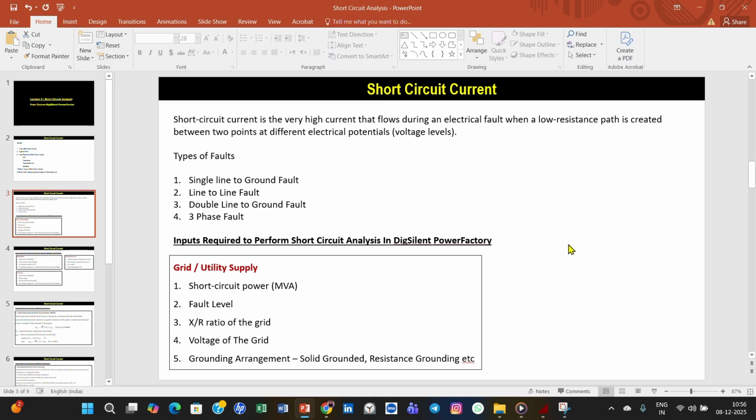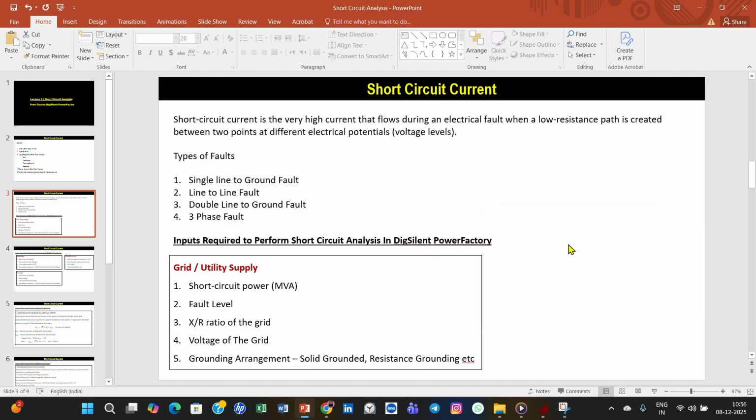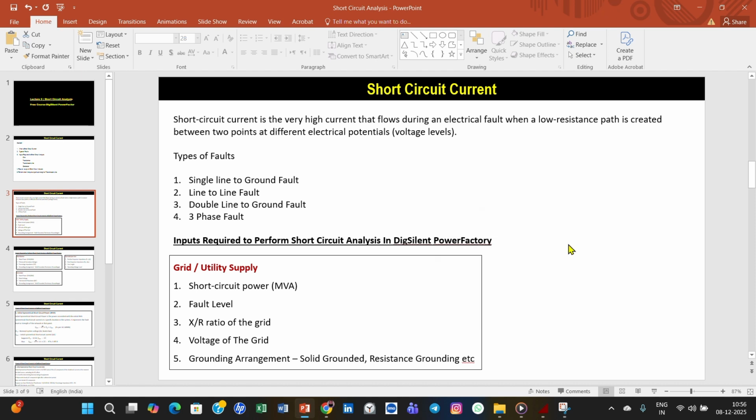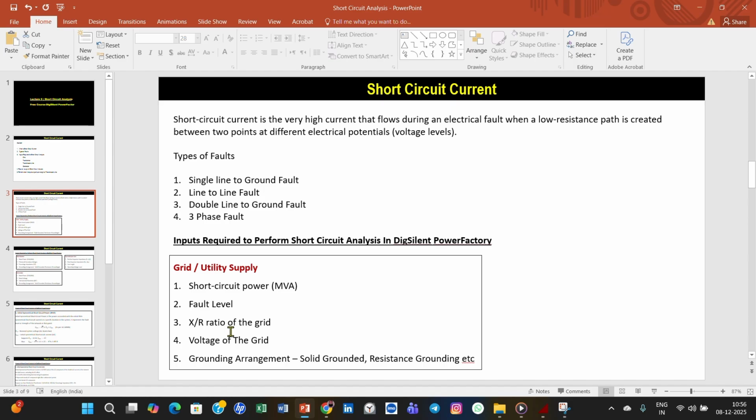Now, what are the inputs required to perform the short circuit analysis in DigSilent PowerFactory? First of all, we will see what the grid inputs required are. The inputs required for the grid are short circuit MVA, fault level, X by R ratio of the grid, voltage of the grid, and the grounding arrangement. What type of grounding you have used: solid grounding, resistance grounding, resonant grounding, or ungrounded. You have to define these things.